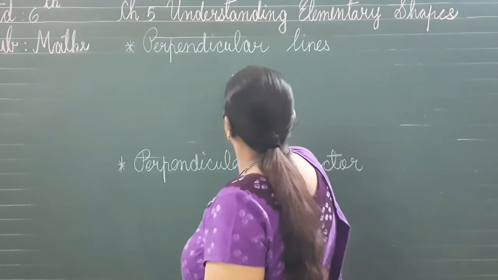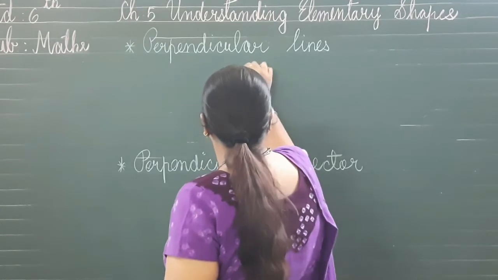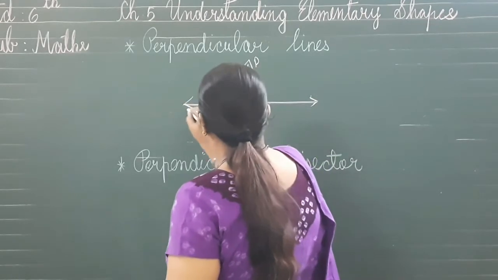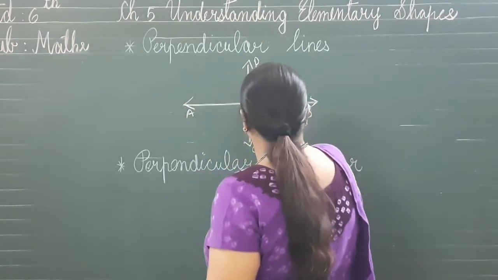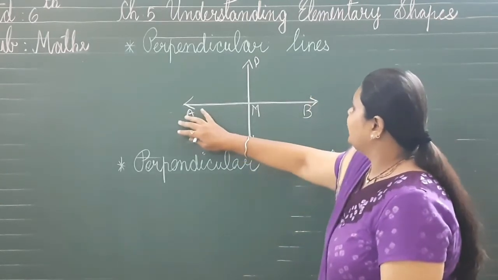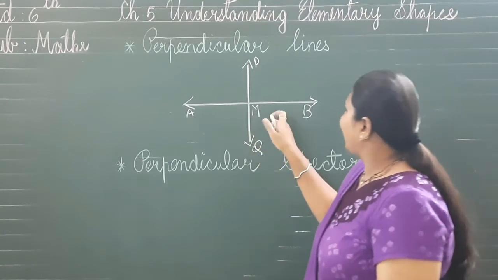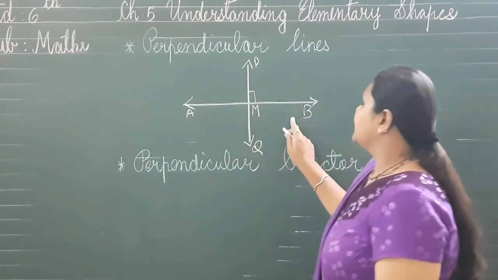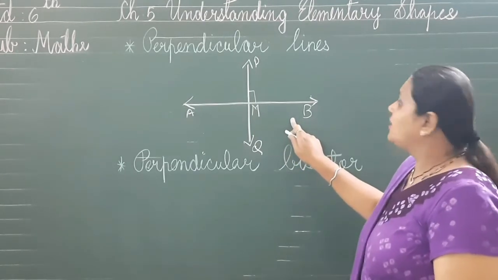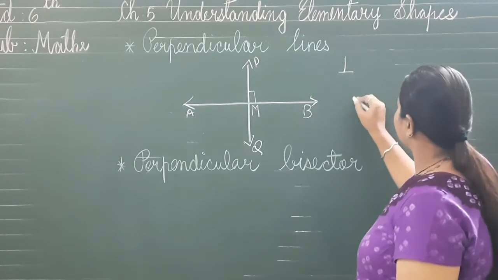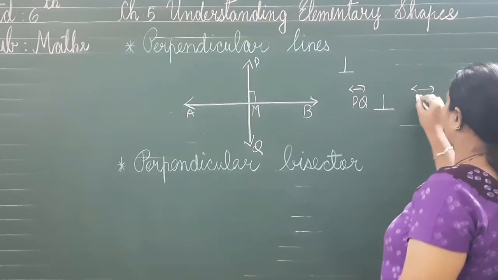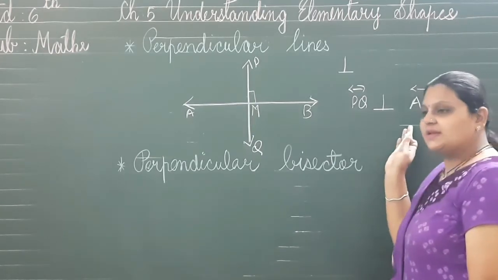Very first, if I draw two lines, say PQ and AB. Now these lines intersect at point M. Perpendicular lines means the lines which intersect at one point and have a right angle. The sign for perpendicular line is this. We can say that line PQ is perpendicular to line AB. This is how we will write it symbolically.